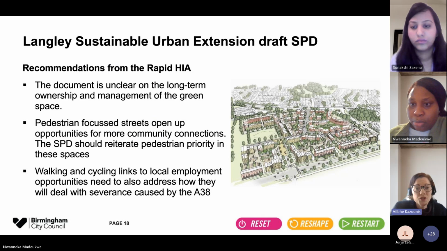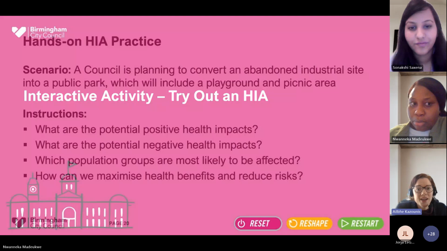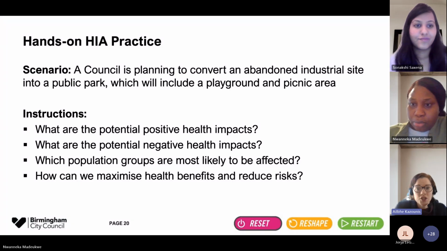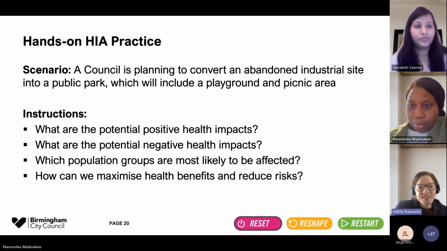So we're now going to move on to the final section of the Lunch and Learn. We're going to engage in a hands-on activity to practice conducting a HIA, which will help you apply what we've discussed over the past 20 minutes. So here's a scenario. A council is planning to convert an abandoned industrial site into a public park, including amenities such as a playground and picnic area.